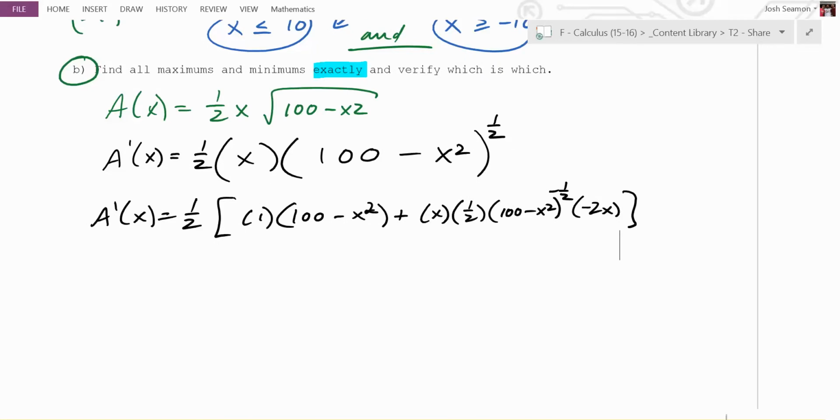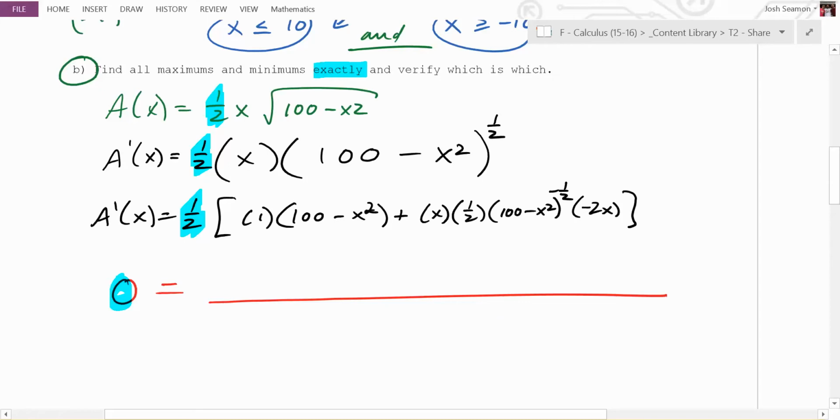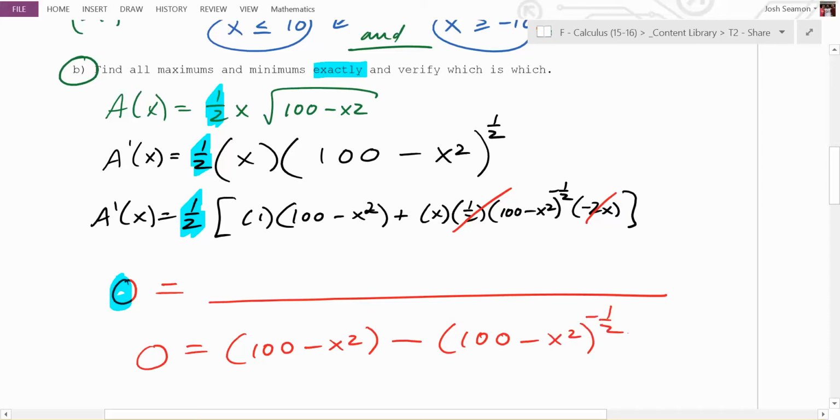Take a look at that and see if that makes the whole thing. And what do you set it equal to? 0 is equal to that whole thing. What could you divide both sides by right now just to make it a little easier? You could divide by the 1/2. So now we have 0 is equal to 100 minus x squared plus x times 1/2. Oh wait, could we cancel that and the 2? We could, but it becomes minus though, right? So we have minus 100 minus x squared to the negative 1/2.